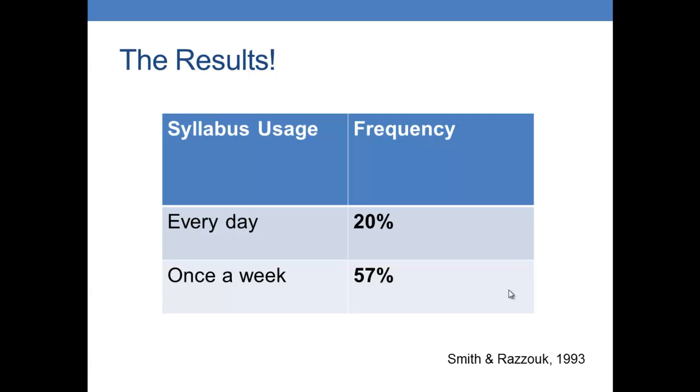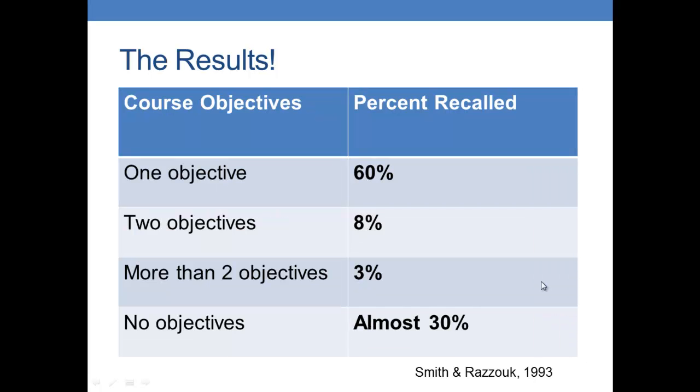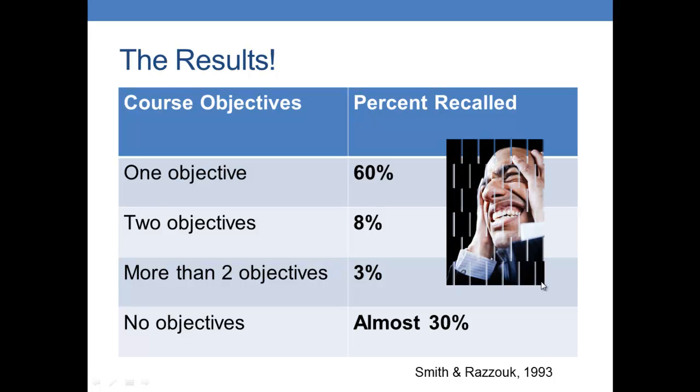One of the good findings here is that students are using the syllabus fairly regularly. So if we look at this combined, we've got about 3/4 of the students looking at their syllabus at least once a week. So that is encouraging. However, this part makes me really upset because they're not really remembering what the primary objectives of the course are.